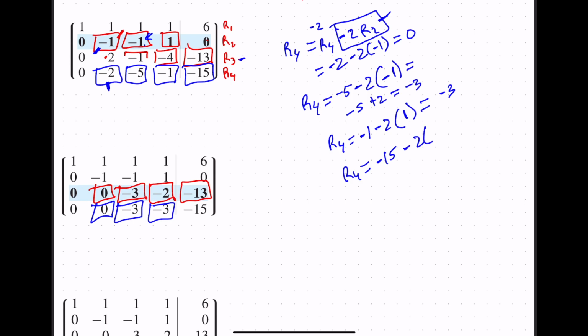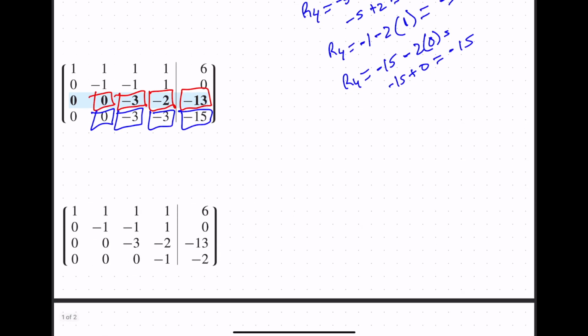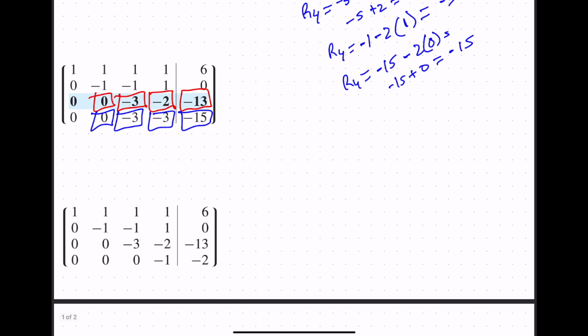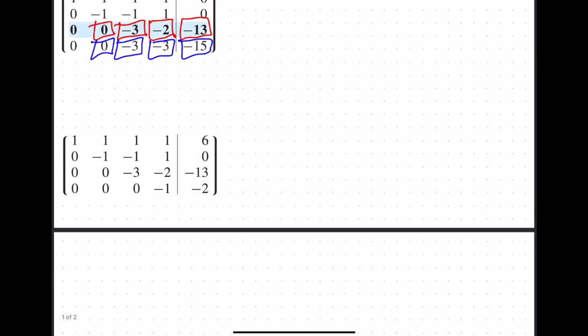The last one is R4 equal to -15, and that's down here. Minus 2 times R1, which is 0. This is -15, and then plus or minus 0, it doesn't matter. -15. Here's what we got. Now that we're at this point, let's scroll down a little bit more. I'm going to erase once again here to illustrate that point.